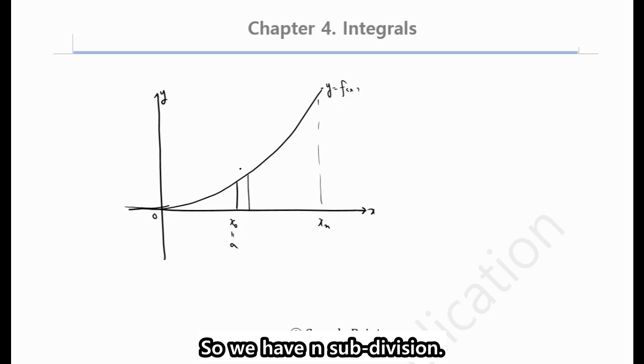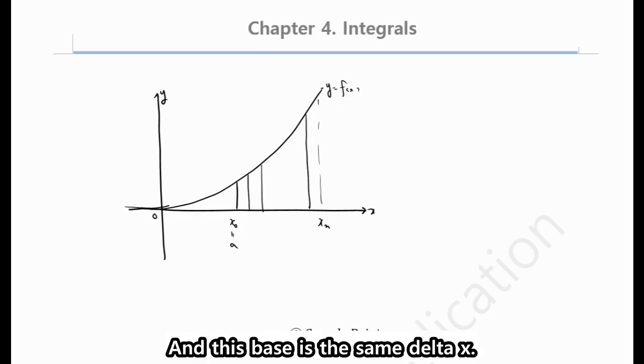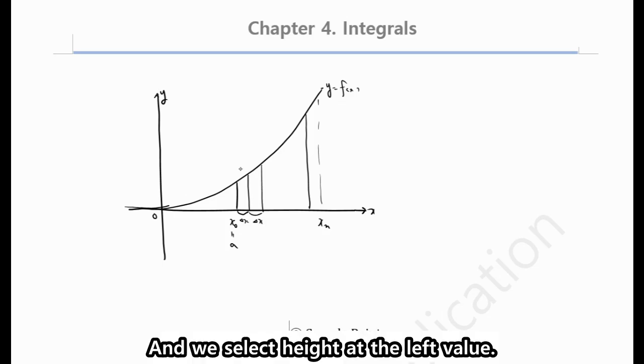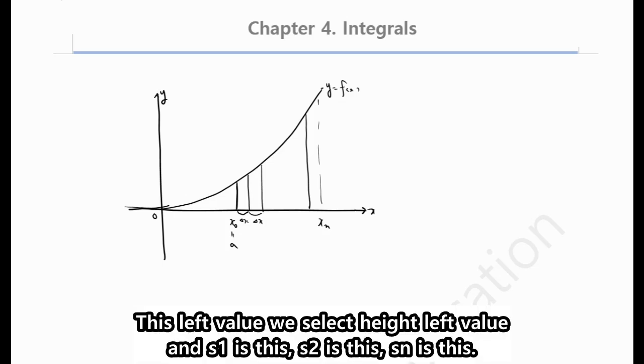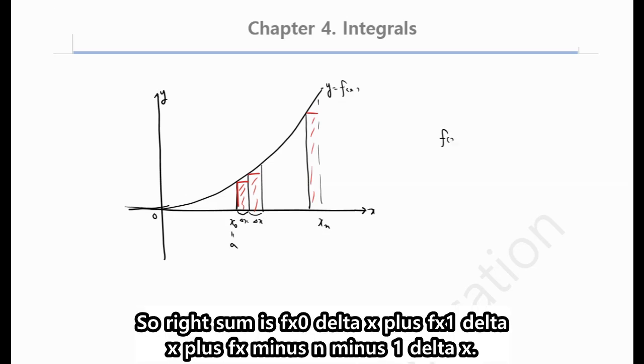So we have n subdivisions, and the base is the same, delta x, and we select the height as the left value. With the left value, S1 is this, S2 is this, Sn is this. So the left sum is f(x0) delta x plus f(x1) delta x plus up to f(x(n minus 1)) delta x.